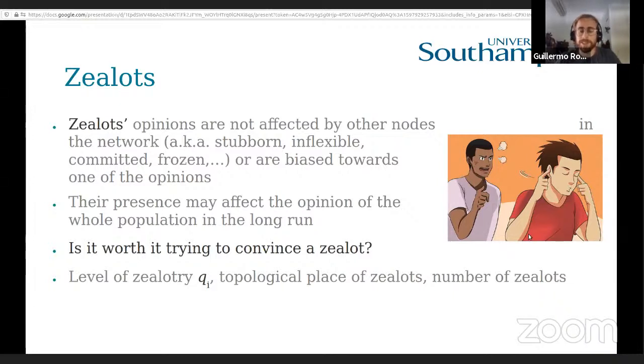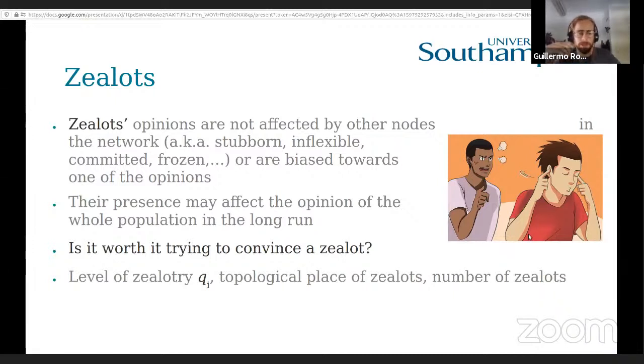So the question here is, is it worth trying to convince a zealot? If you have the influence maximization context, would you target zealots and attempt to convince them even if they are harder to convince? Or would you ignore the zealots, or try to convince zealots through normal agents, which may then try to convince the zealots?